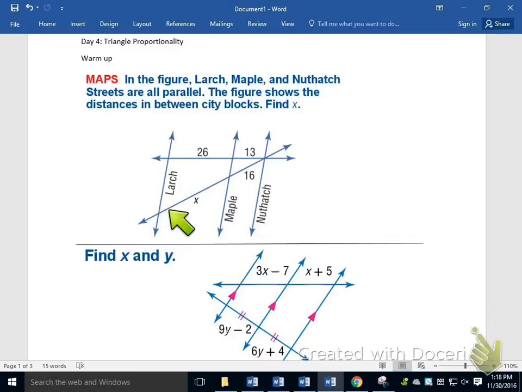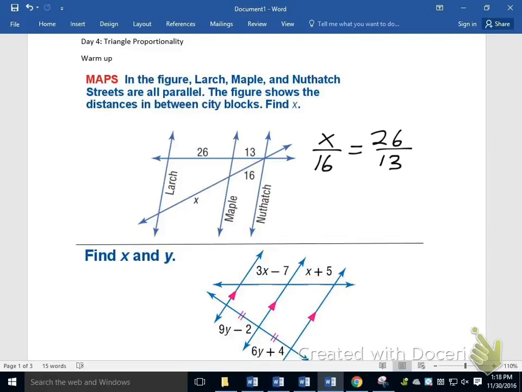That if we have, for instance, these three parallel lines here, which are streets, we are going to have a proportion established between the spacing of these parallel lines. And that's safe to assume. That's actually a theorem. We're not really going to get into the proof of that. But anyways, x will correspond to 16, and 26 would correspond to 13.